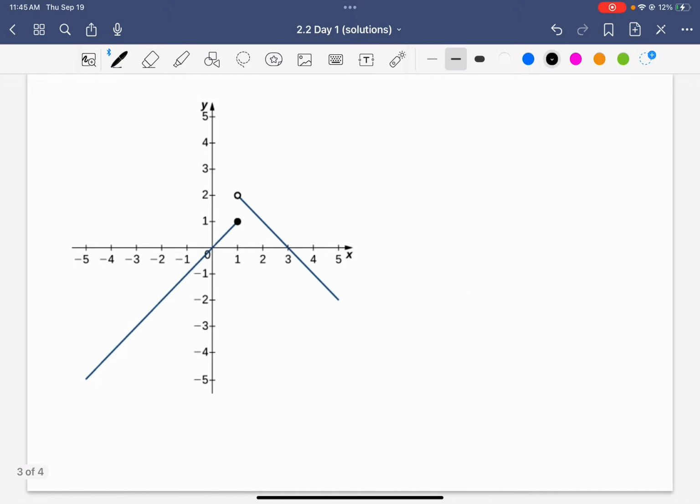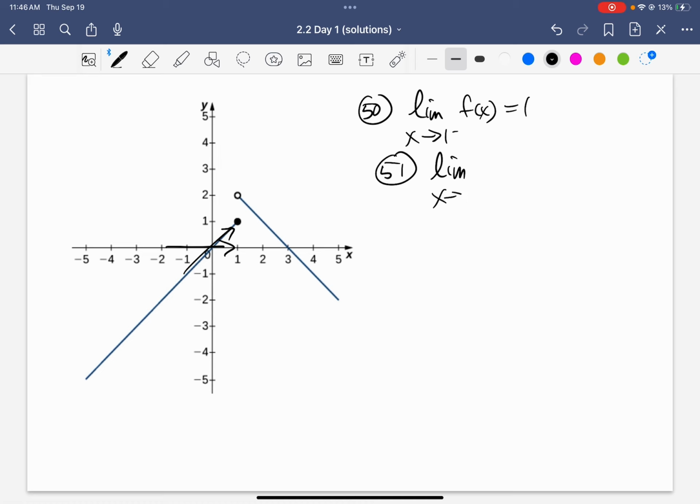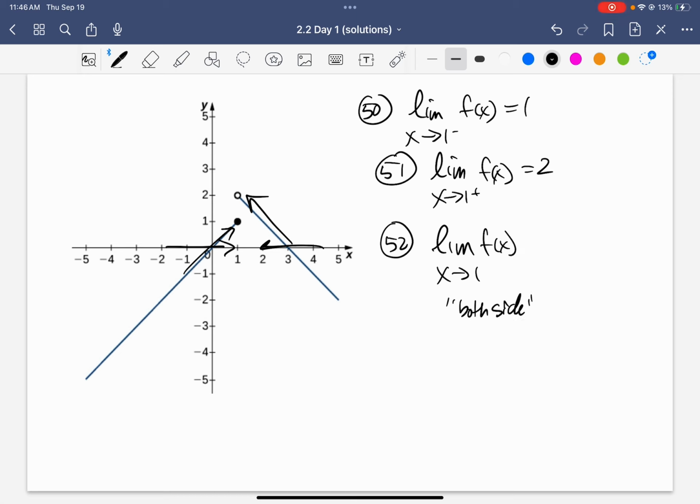Let's keep on going. So then we look at 50. It wants to know the limit as x goes to 1 from the left. As we go towards 1 from the left, it looks like this function wants to be 1. And 51 wants to know the limit as x goes to 1 from the right. As it comes in from the right, it looks like this function wants to be 2. So then for 52, what is the limit as x goes to 1? That's from both sides. If I don't say from the left or from the right, it means both sides.